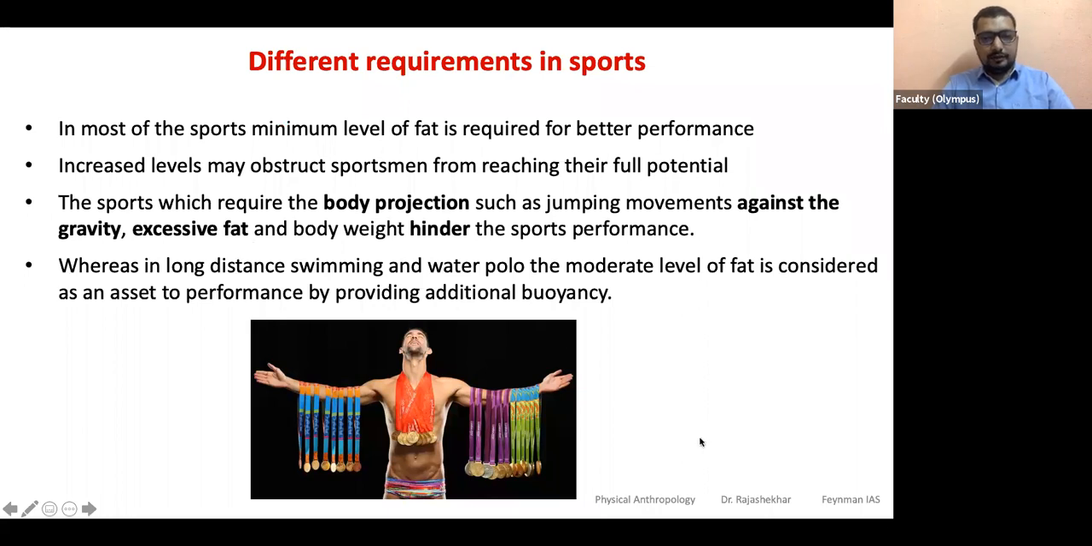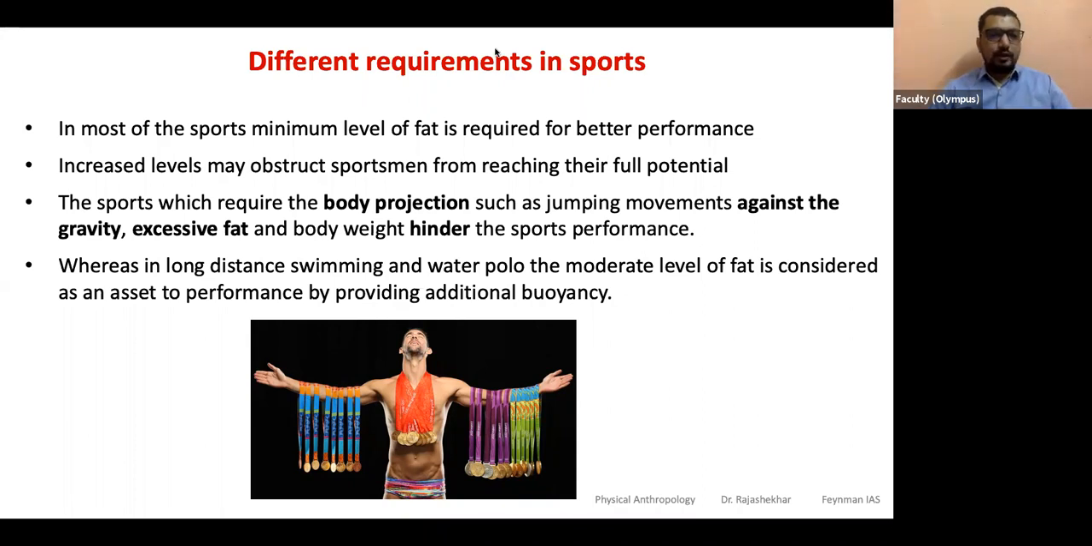So I would like to give you the success behind some sportsmen. You recognize this person, right? Who won several gold medals? Michael Phelps, right? So what made him win or outperform many other people? In most sports, a minimum level of fat is required for better performance. As I was telling you, in majority of the sports we need minimum fat to provide that energy requirement. Increased levels may obstruct sportsmen from reaching their full potential. Just enough. Too much fat may not help because it affects their momentum. Correct. So you have to have just enough fat.